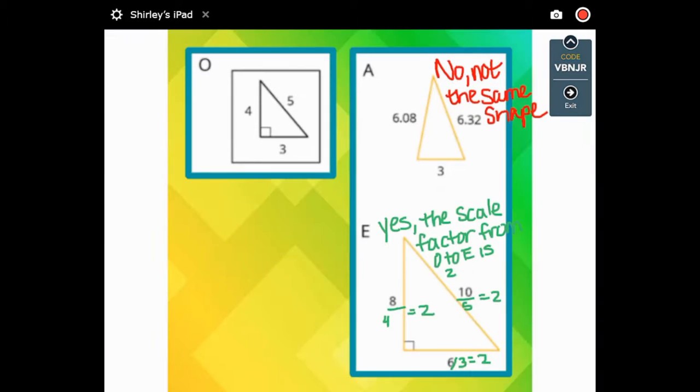So a lot of you picked the same one that I picked. I can tell that A is not a scaled copy because it's not the same shape. The angles are different. It's a little bit tilted. It's nowhere near the same. Throw it out right away.